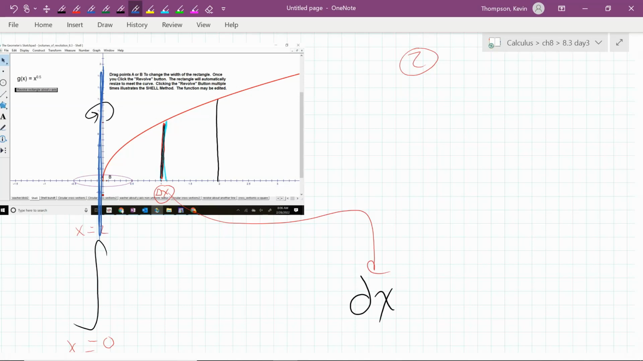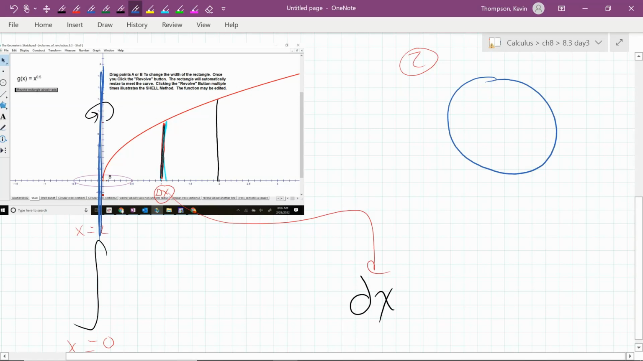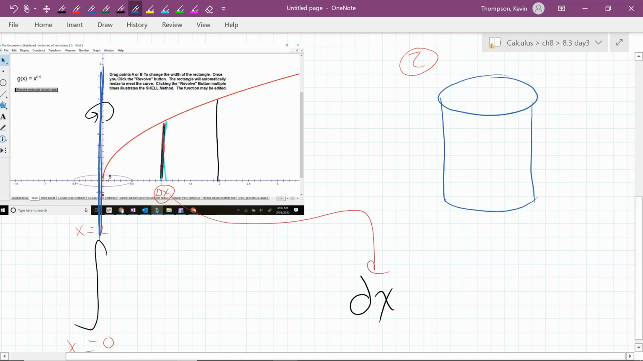Imagine a vertical line, and I'm going to spin it. Think about the shape that's made. If you're looking down from above, you would just see a circle. But in 3 dimensions, it's not really a circle. It would kind of look like a cylinder, except it's not. There's a tiny little thickness here that sweeps about.